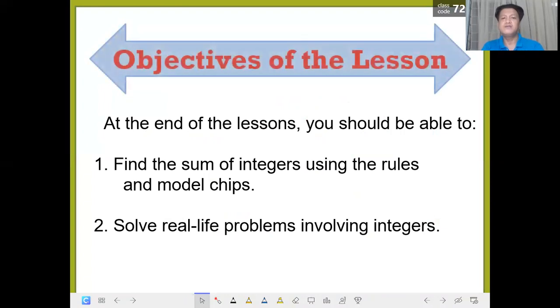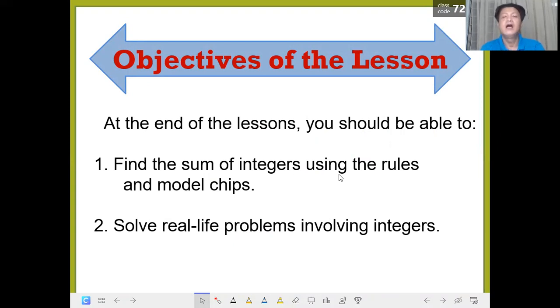With that, our objectives of the lesson. At the end of the lesson, you should be able to: 1. Find the sum of integers using the rules and model sheets. 2. Solve real-life problems involving integers. Ito po yung kailangan niyo matutunan or ma-master this week.